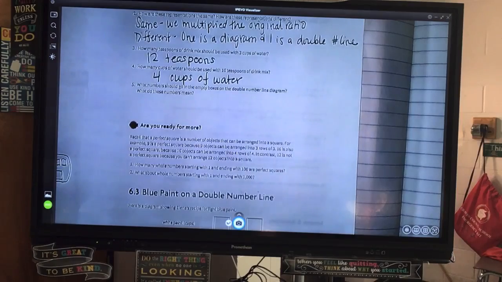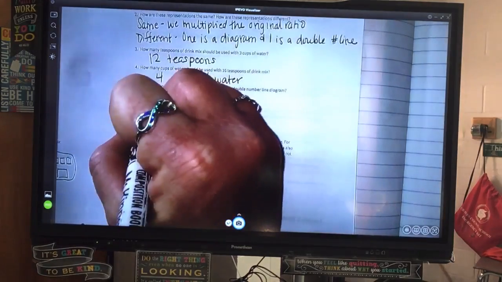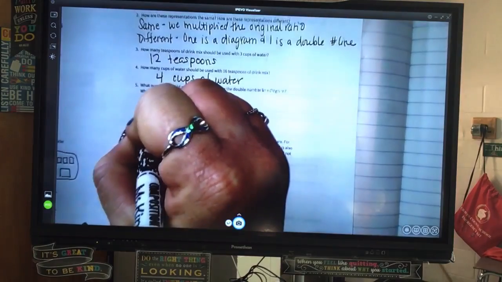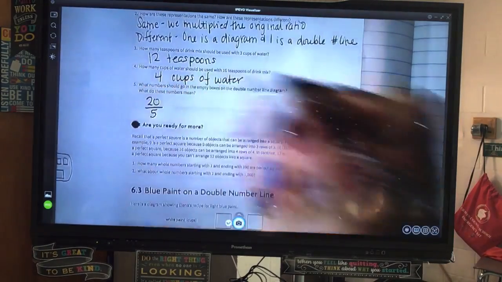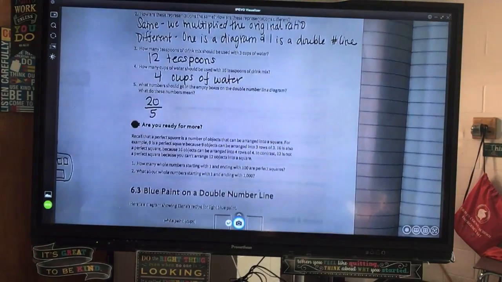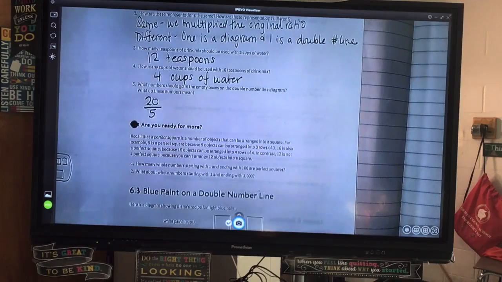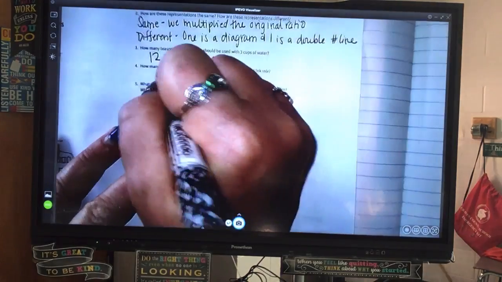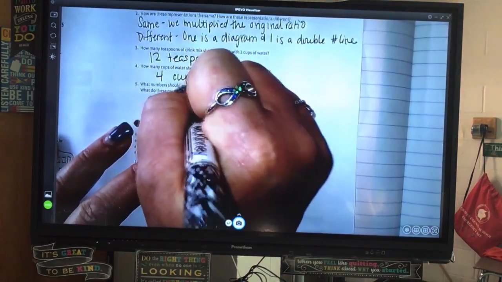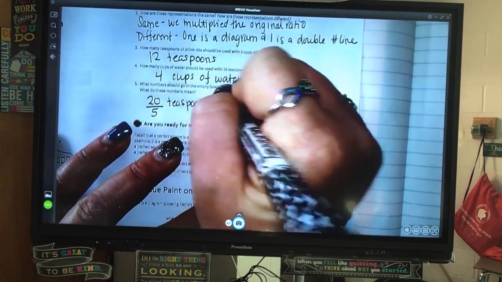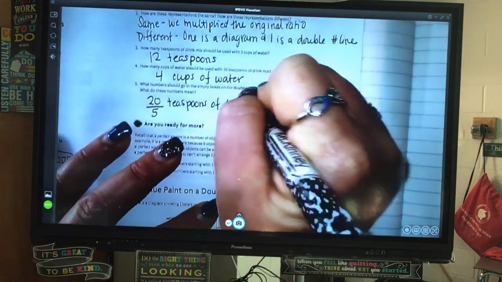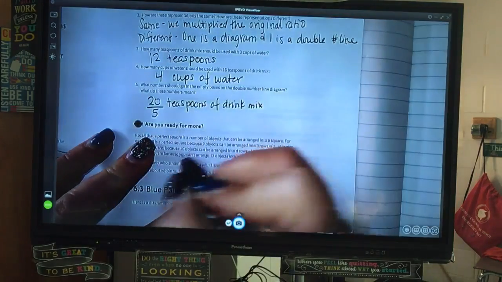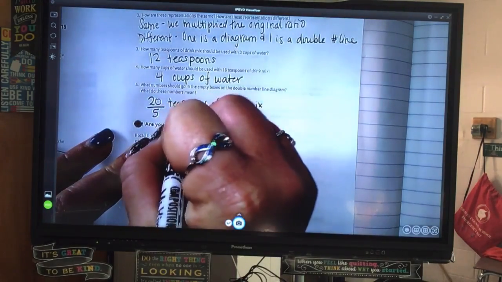Kylie. 20 and 5. All right, and what do these numbers mean? So what does 20 mean? 20 what? Emmeline. Drink mix. Teaspoons? Yeah. And then what does the 5 mean, Emmeline? Cups of water. Perfect.